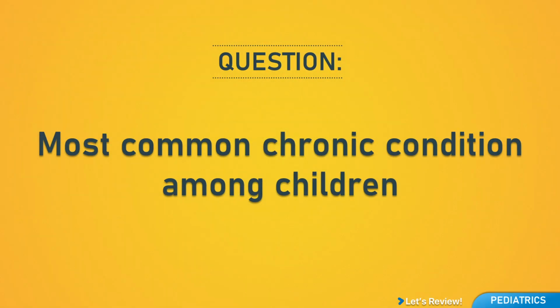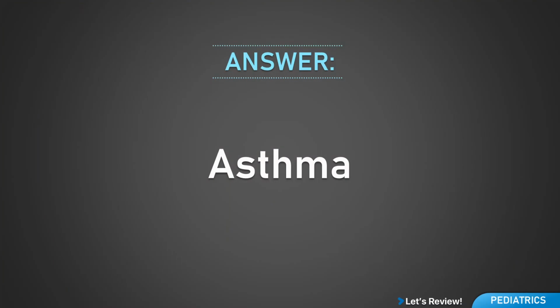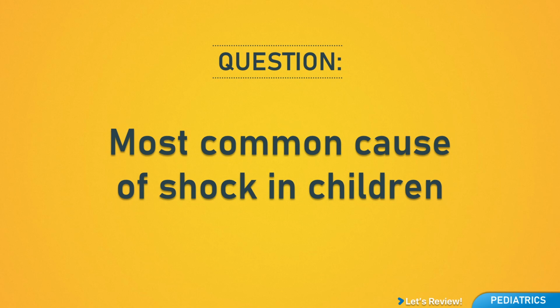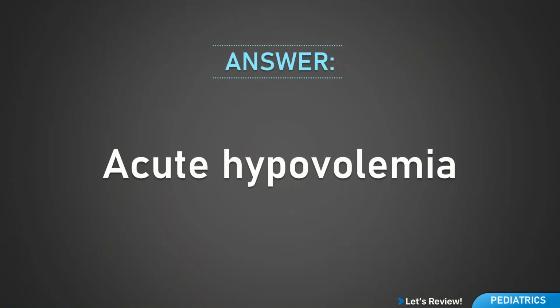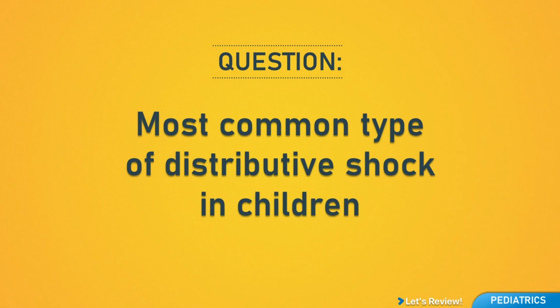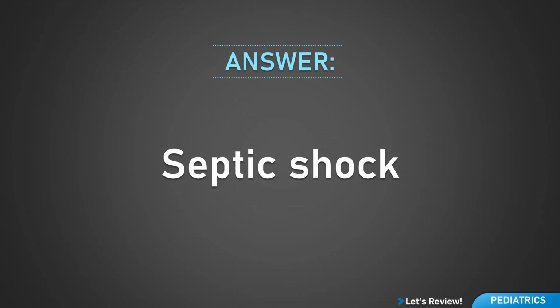Most common chronic condition among children. Asthma. Most common cause of shock in children. Acute hypovolemia. Most common type of distributive shock in children. Septic shock.